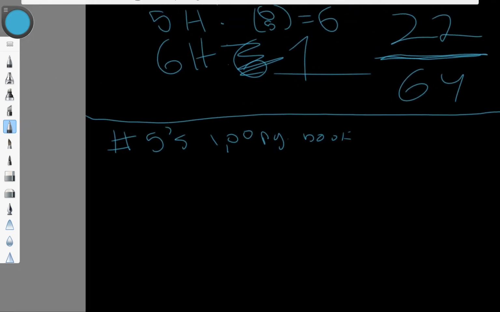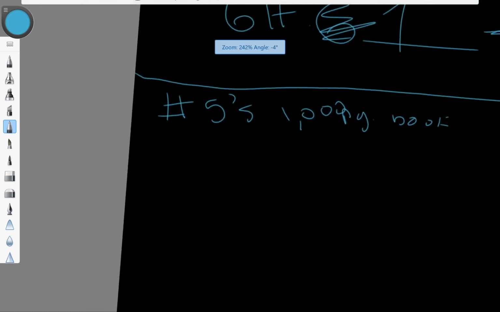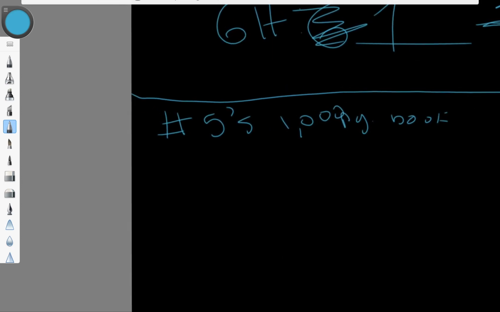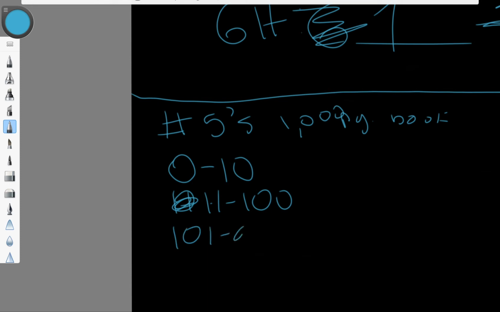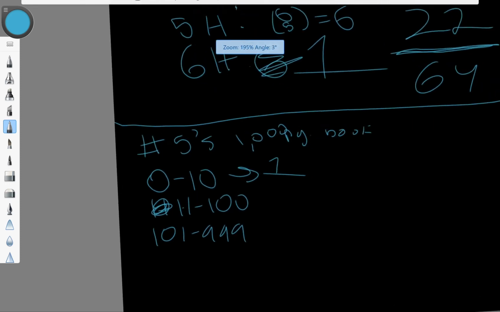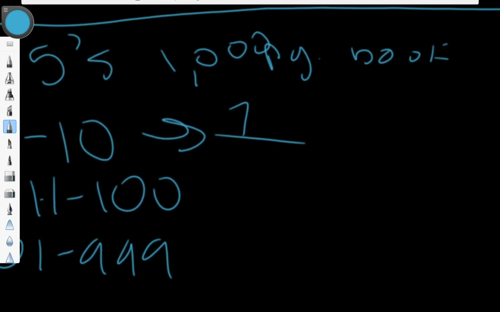Let's think about this. How can we split this up? 1,000. Well, let's split it up into powers of 10, because that seems easier, since there's a lot of repetition. Let's do 0 to 10, 11 to 100, 101 to 999. 0 to 10 is obviously 1. 11 to 100, how can we do this? Well, let's split that up into tens, 11 to 20, and so on.